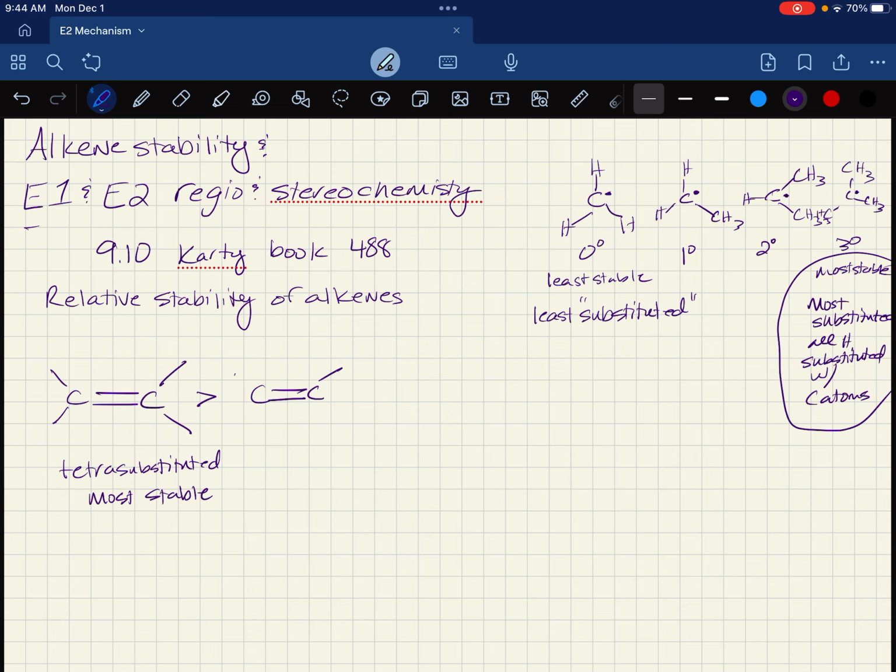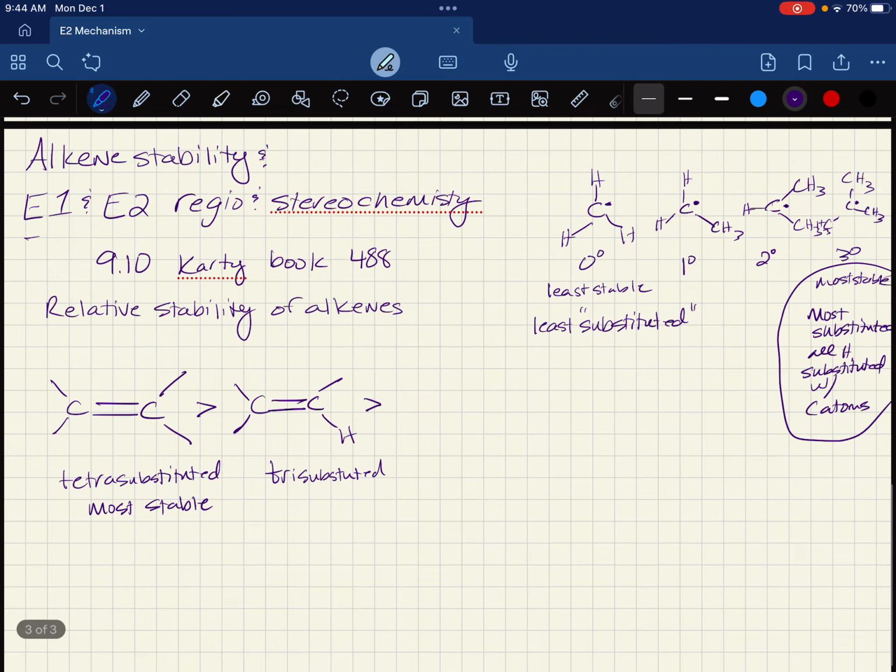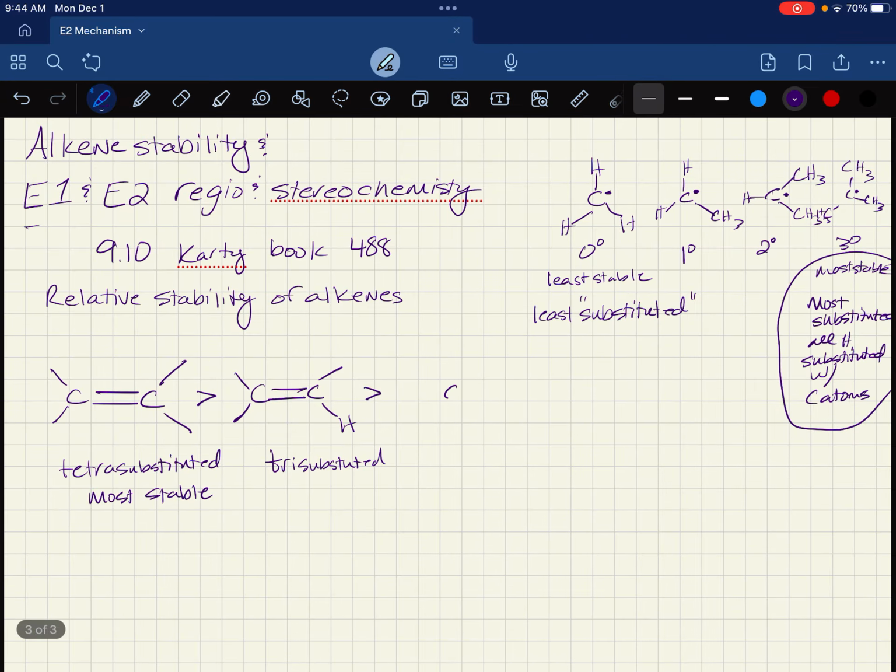And again, these don't have to be methyl groups. I'm just drawing methyl groups here as an example. They could be larger groups. And then with disubstituted, it does get a little complicated because we have 3 ways that an alkene could be disubstituted. One way is that one of the vinylic carbon atoms has 2 alkyl groups on it and the other one has none. So this would be the next most stable. And then the next most stable would be the trans substituted on the 2 different carbon atoms.